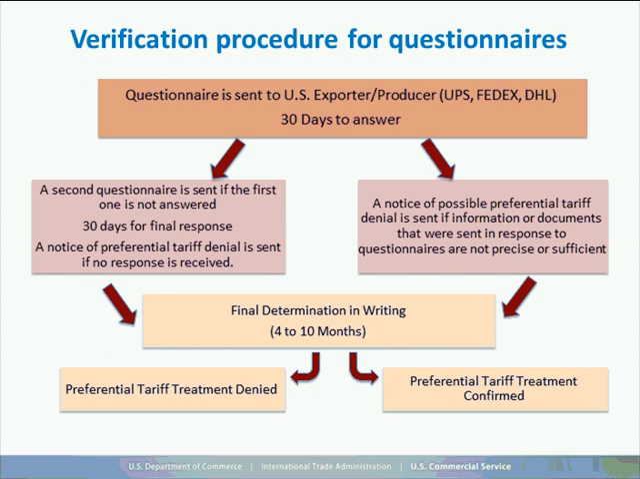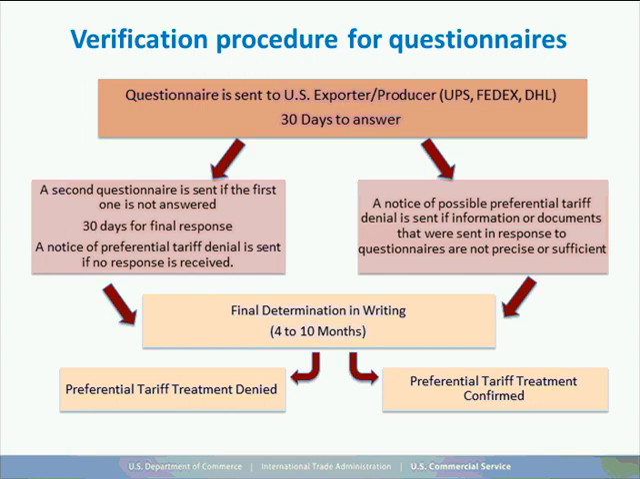Questionnaires are sent to U.S. exporters or producers by courier services, and 30 days are given to the exporter or producer to answer this questionnaire. All questionnaires are sent in Spanish, but this caused a lot of trouble in the past years, and also many tax assessments made as a consequence of these procedures were turned down by the courts because of this. So a courtesy translation to English is now included.